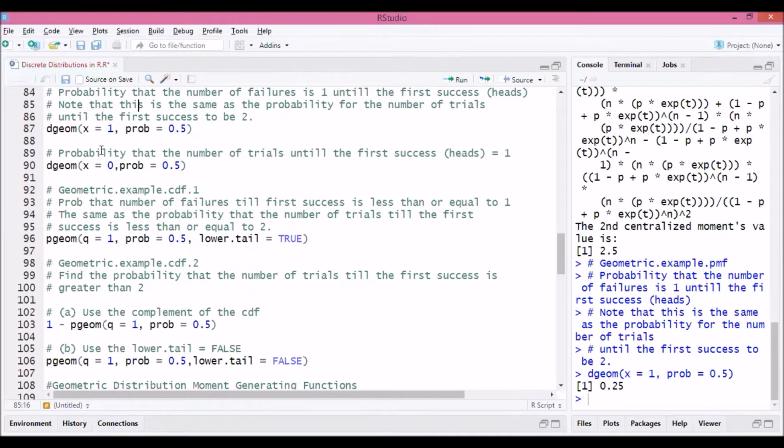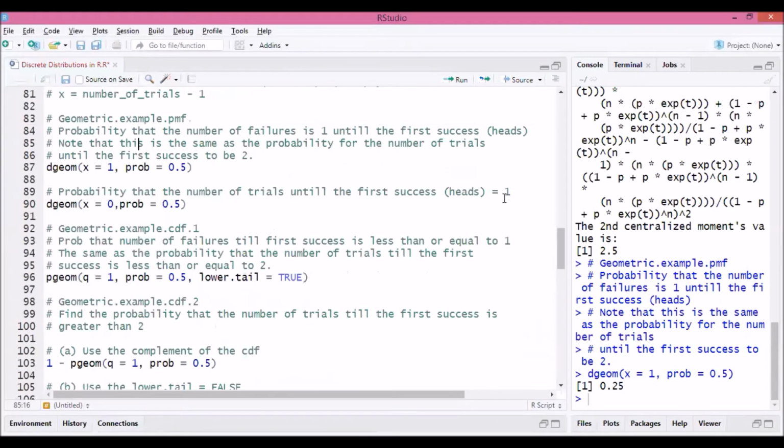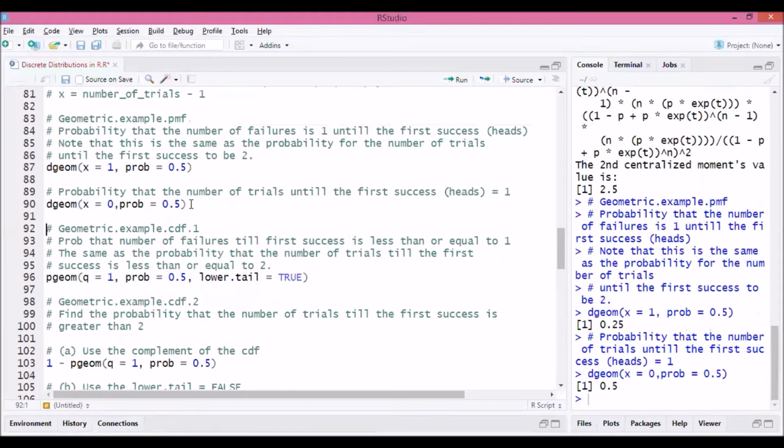Next thing that we need to do is the probability that the number of trials until the first success is equal to 1. So the number of trials until the first success equals 1 is the same as saying we didn't have any failures, because our first success was on our first try. So that means the number of failures x is 0. We didn't have any failures. And if we run this line of code, we get the answer of 0.5.